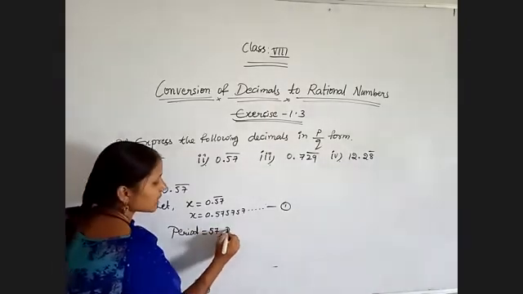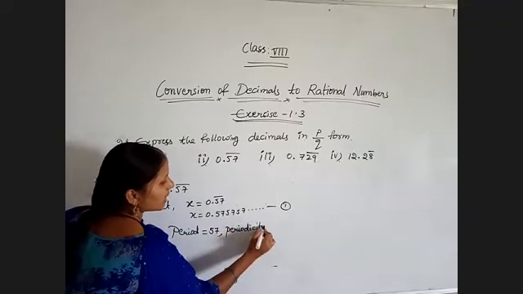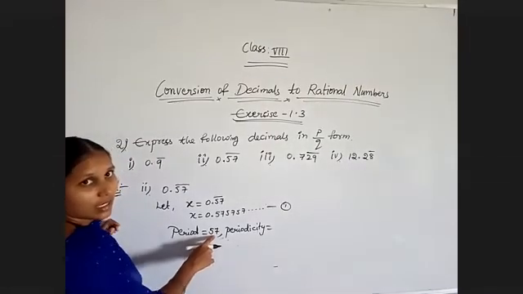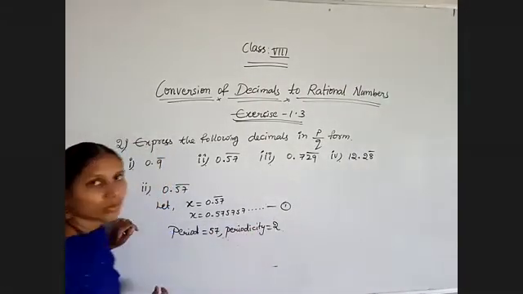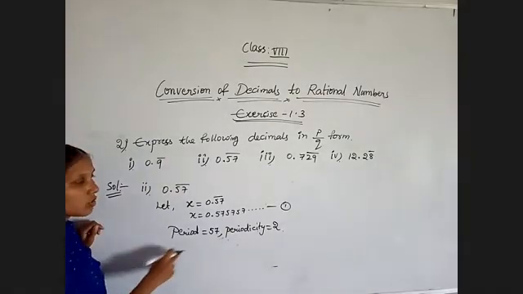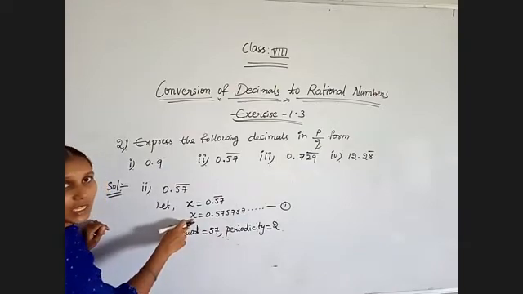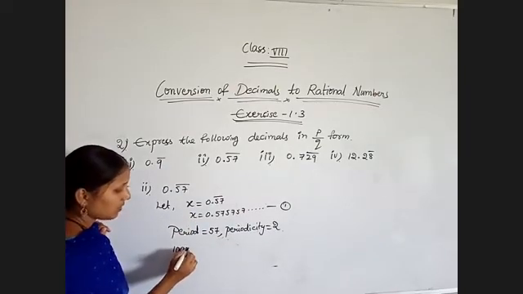And what is the periodicity? How many digits are repeating continuously? The periodicity of the given number: 5 and 7 come again and again. So periodicity is equal to 2. Okay. Because periodicity is 2, we need to multiply the equation with 100. So multiply equation 1 with 100.